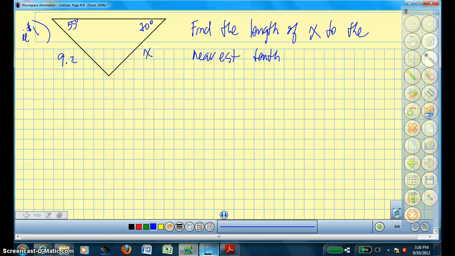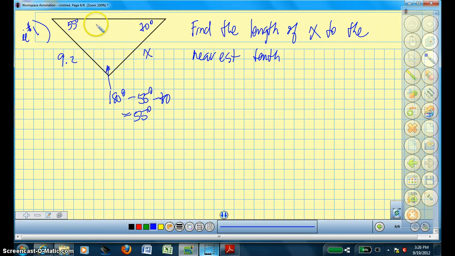So I've drawn in ahead of time a triangle, 55 degrees, 70 degrees. If we want to fill in some of the missing angle measurements, this one here would be 180 minus 55 minus 70, and it too is also 55 degrees. Okay, don't have to do that.